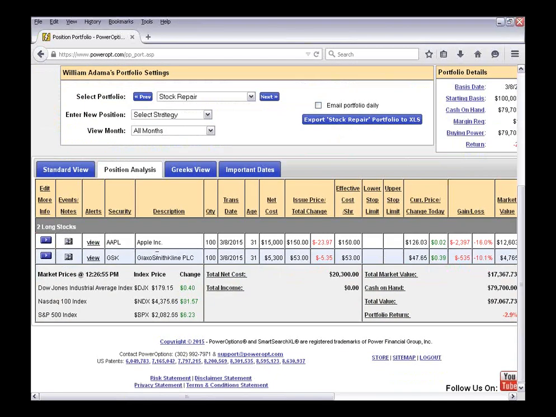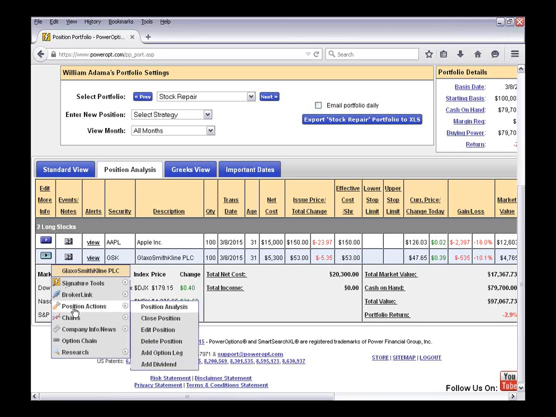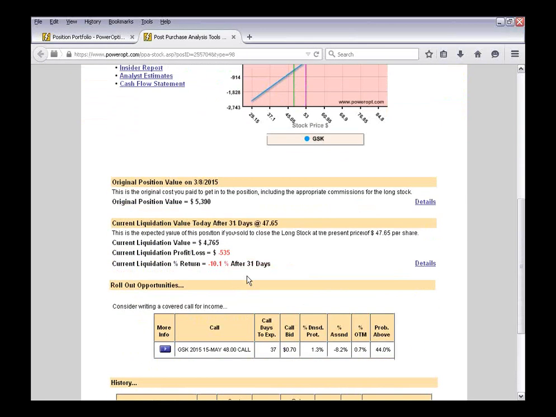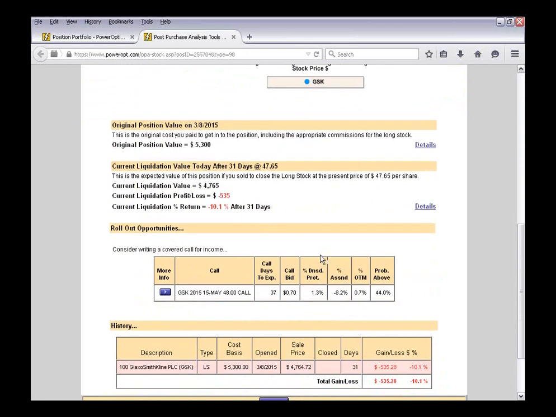All right. So GSK, $53, currently at $47.65, so we're at a 10% loss, a $535 loss on our 100 shares. Now again, I'll start off the simple route. I've put it into the portfolio. I'm going to go to position actions and then position analysis. Standard stock position. We know our loss is at 10%.